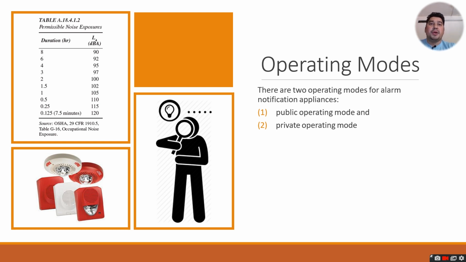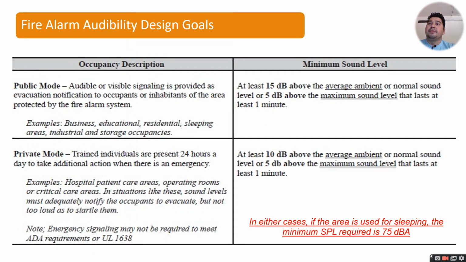Now the operating modes: there are two operating modes for alarm notification appliances, public operating mode and private operating mode. Fire alarm audibility design goals, occupancy descriptions, public mode. Audible or visible signaling is provided as evacuation notification to occupants of the area protected by the fire alarm system. Examples: business, educational, residential, sleeping areas, industrial, and storage occupancies. So in these areas the public mode is provided.